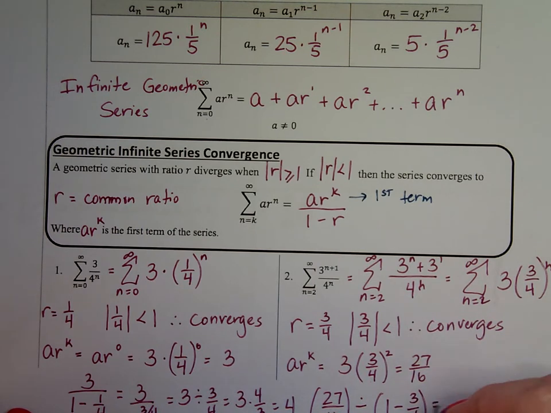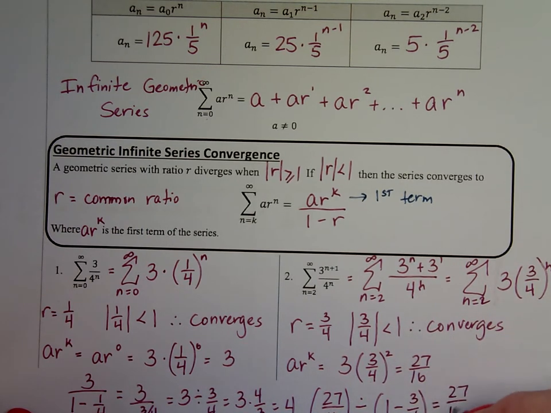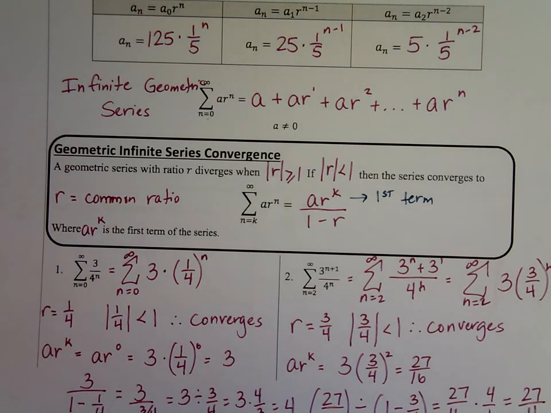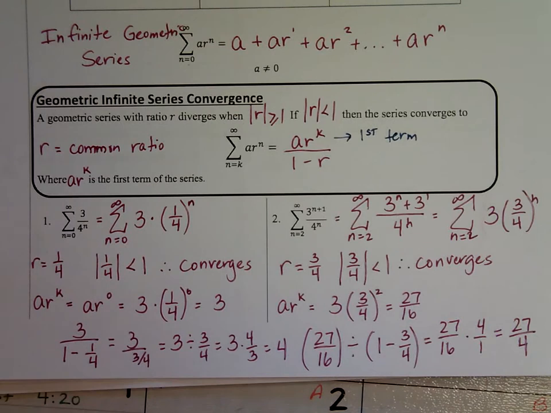All right, so I have 27/16 times 1 minus 3/4 is 1/4, but when I flip it, it's 4/1. And so I end up with the 4 and the 16 reducing, and I get 27. For lack of space, I'm not showing you all the steps, but there it is, 27/4.